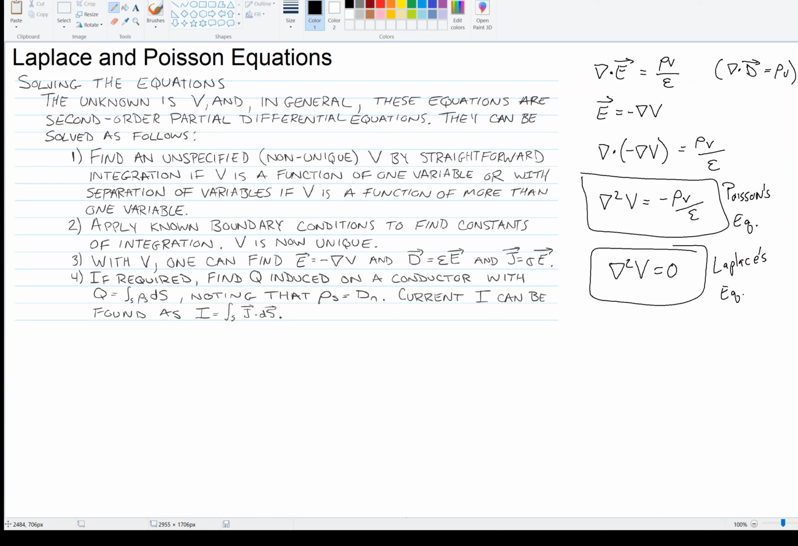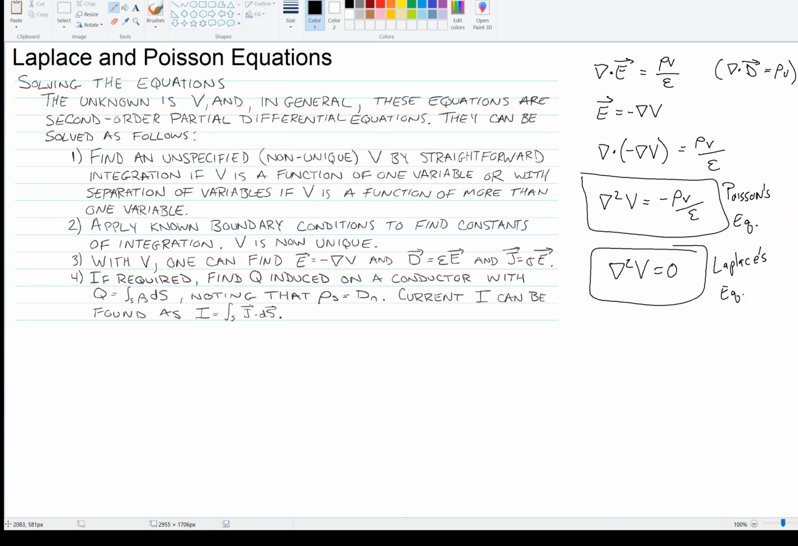Now, just a few points of solving these equations, because they're essentially the same equation. It's just that the right-hand side may or may not be zero. So here, observe my notes that I've got written for you. In these equations, it's the voltage or the potential difference that's the unknown, and these are second order partial differential equations because the del operator is like the derivative. It's a vector derivative, and so taking it twice is second order. So you can solve these differential equations with integration. Point one is that you can find a non-unique solution, i.e. with constants of integration, by straightforward integration of a function of one variable, or a separation of variables if V is a function of more than one variable, like x, y, z.